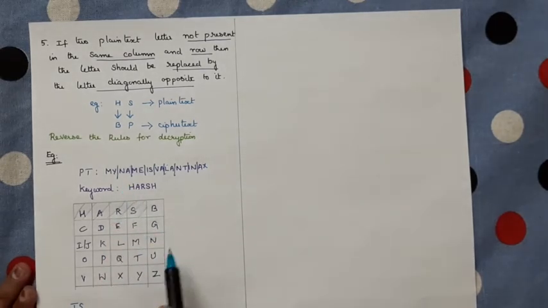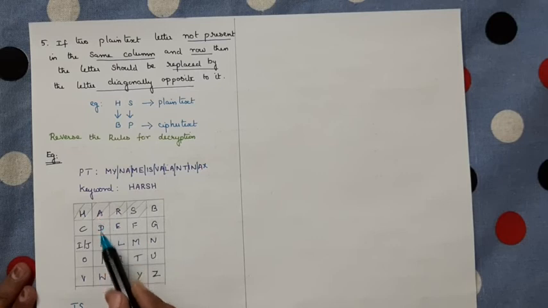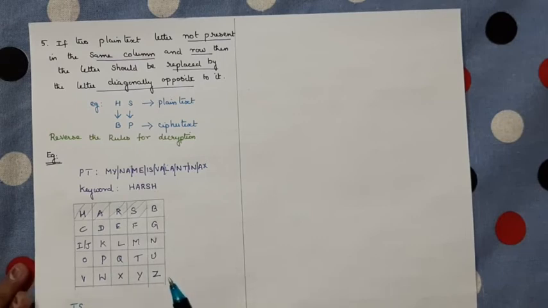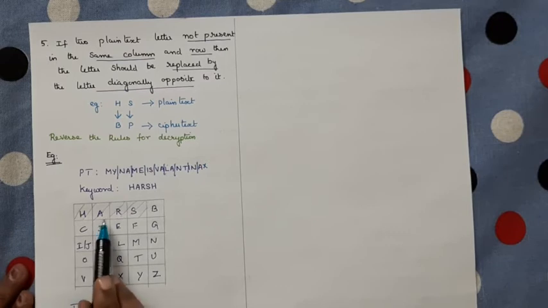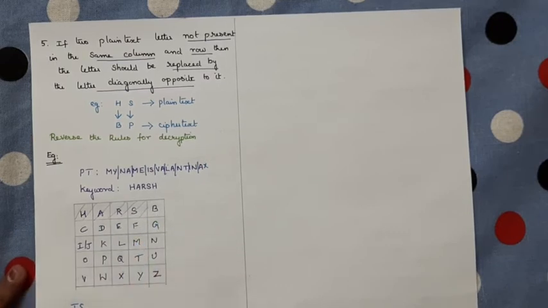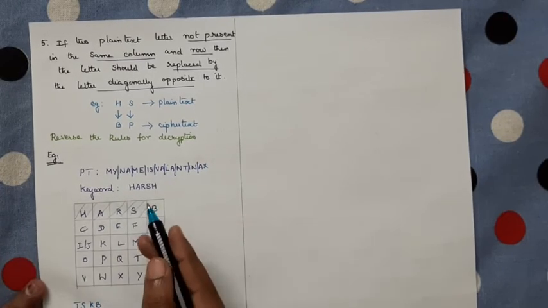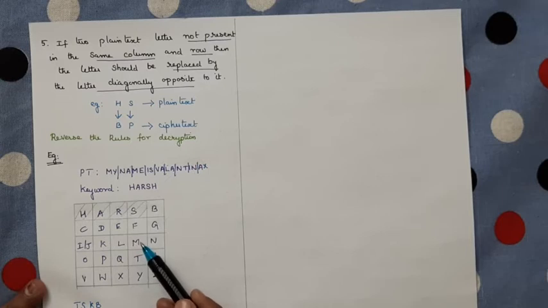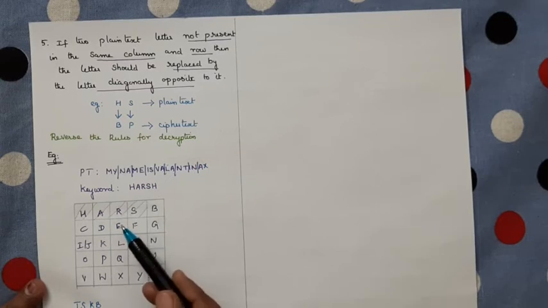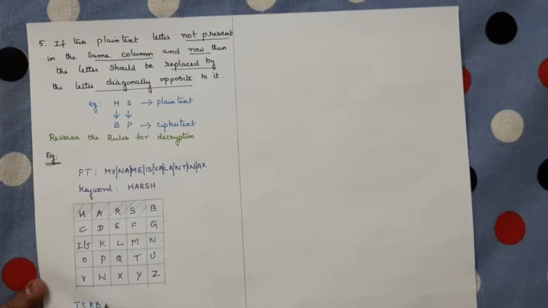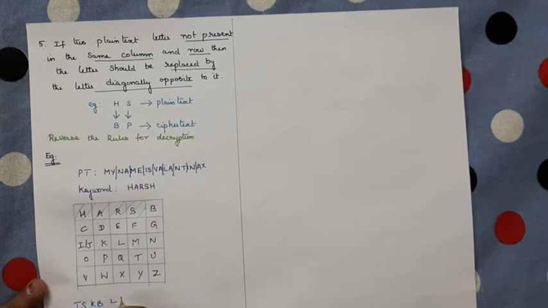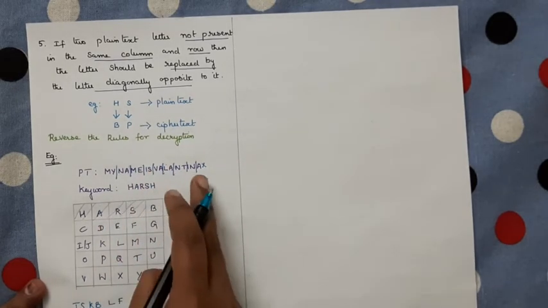Then I'm moving on to my next pair. The next pair is Na. N is here, A is here. They are in a different row and a different column, so we have to look at the diagonal elements. For N it will be K, and for A it will be B. So it will be KB. And then for ME, M is in one column and E is in another column. For M it is L, and for E it is F. In the same way you have to do it for all the pairs.